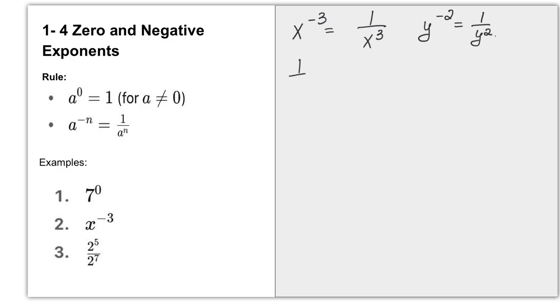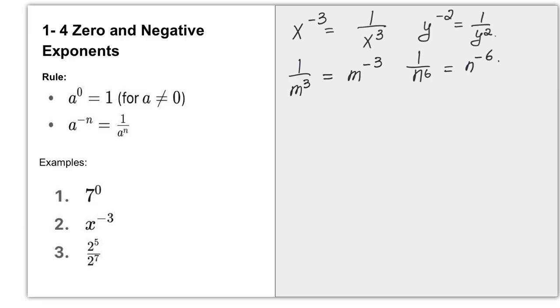Similarly, when we have 1 over m raised to the 3rd power, we can rewrite it as a negative exponent, m to the -3 power. And 1 over n raised to the 6th power means that is n raised to the -6th power.